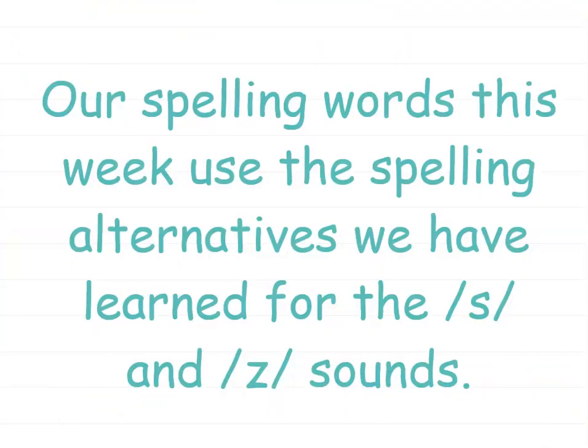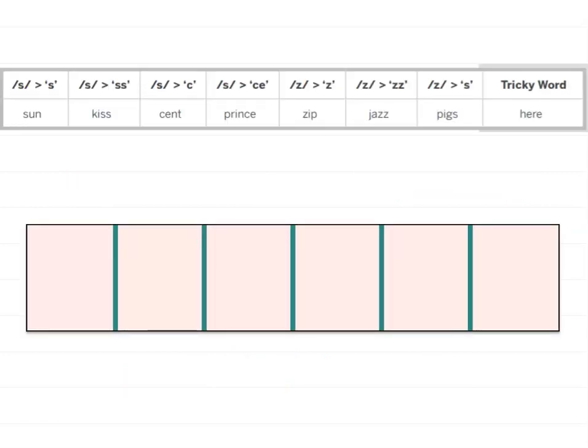Our spelling words this week use the spelling alternatives we have learned for the S and Z sounds. The first word is sun. The sounds are S, N, sun. The next word is kiss. The sounds are K, I, S, kiss. The next word is scent. The sounds are S, N, T, scent. The next word, prince. The sounds are R, I, N, S, prince.